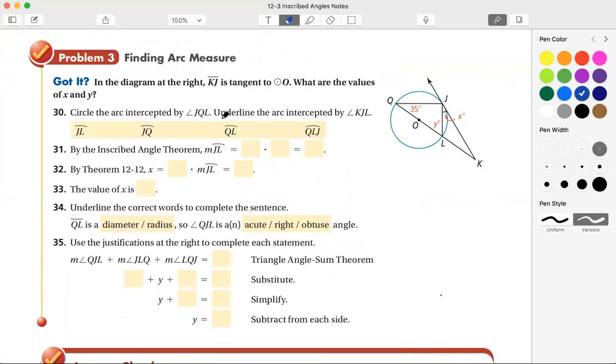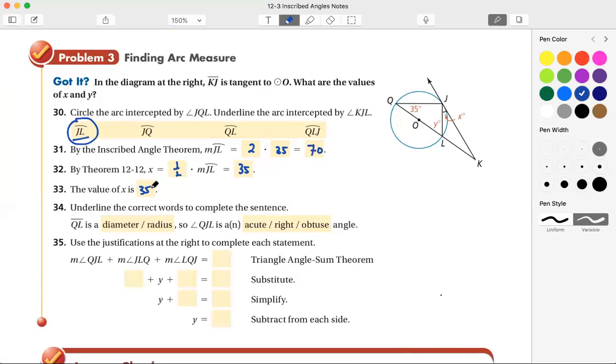Okay. All right, intercepted by JQL. JQL, so intercepted would be JL. All right, intercepted by KJL. KJL would be right here. So that would be this one as well. So by the inscribed angles theorem, measure of arc JL is equal to twice 35, which equals 70. By 12-12, X equals 1/2 of the measure of arc JL, which we know is 35. So the value of X is 35.